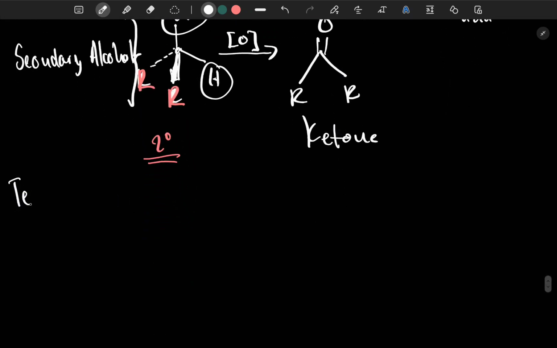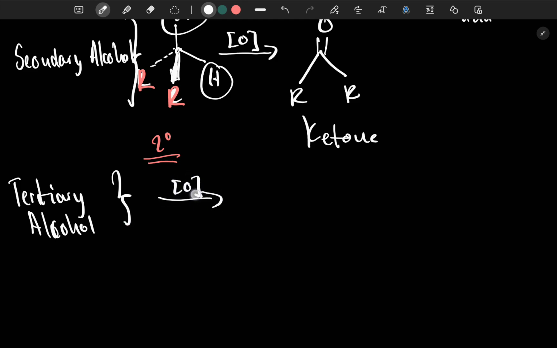What about a tertiary alcohol? So you have to see what type of alcohol it is when you're oxidizing. For tertiary, you oxidize, you will get nothing at all. So this is no reaction. Nothing at all. And that's it for oxidation.